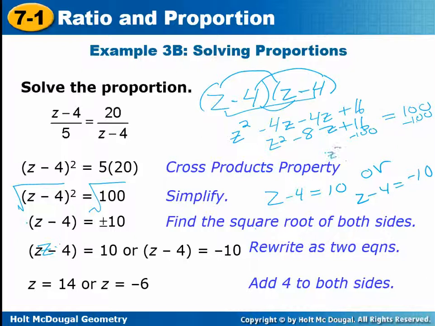Now, if you were doing it the way I was doing it, I could set this equal to 0. So I'd have z squared minus 8z, what's 16 minus 100? 100 minus 16 is 84. So that'd be minus 84 equals 0. And then I could look for the factors, z and z, and I'm guessing that they're going to be minus 14 and plus 6. 14 times 6 is also equal to 84. So you could factor it and get the same answers. That's another way to solve this problem.